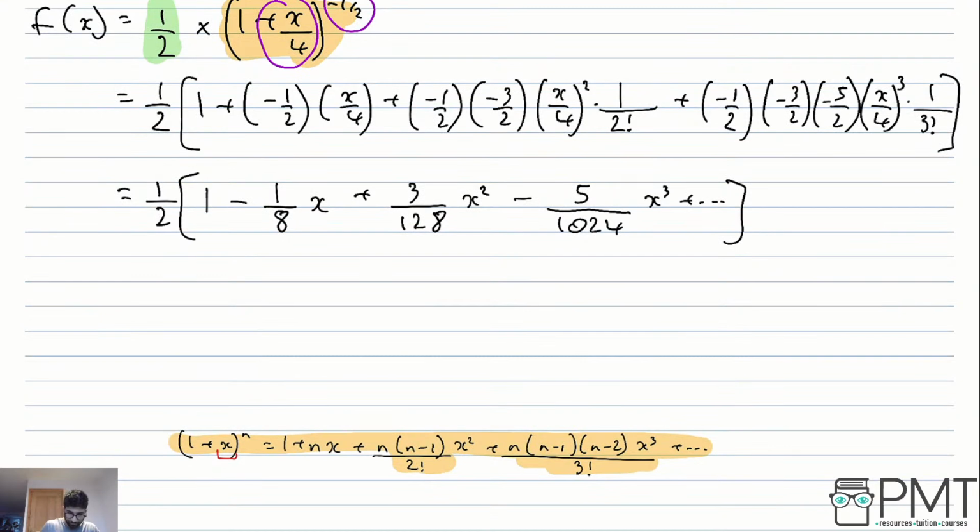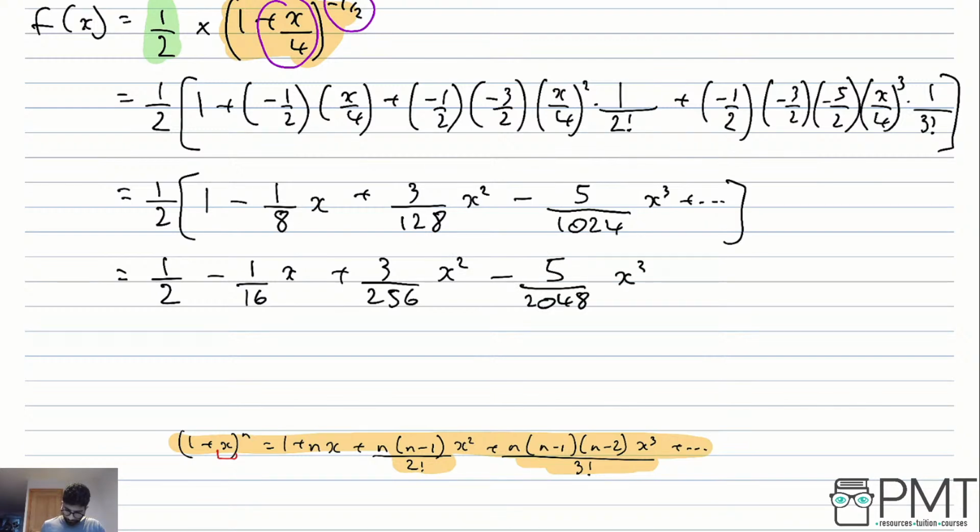And finally, you need to remember to multiply the half into the bracket. So you get a half minus 1 over 16x plus 3 over 256x squared, oops, not x to the x, and then 5x to the cubed. Right, that should be the simplified version of your terms. So that was, give each coefficient as a simplified fraction. Okay, let me know if you agree with this.